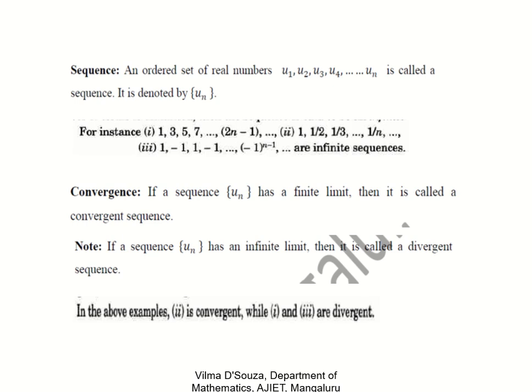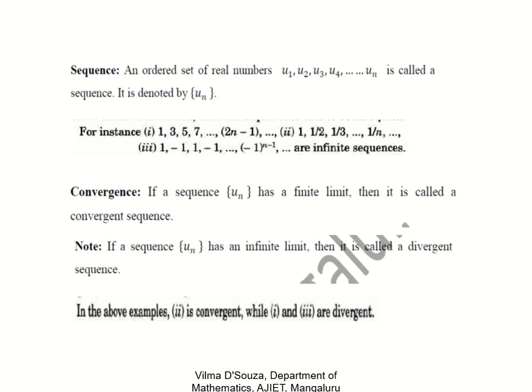un. For example, you have 1, 3, 5, 7, etc., 2n minus 1, and 1, 1 by 2, 1 by 3, 1 by 4, etc., 1 by n, and 1, minus 1, 1, minus 1, and so on. You can see here, these sequences are not finite, they go on continuing. So these types of sequences are known as infinite sequences.